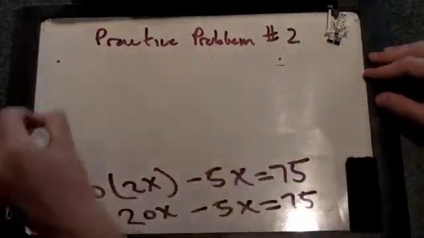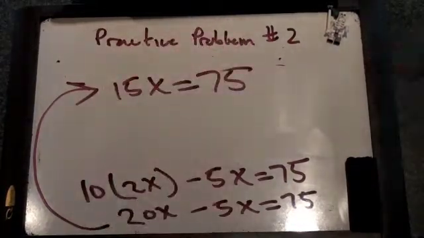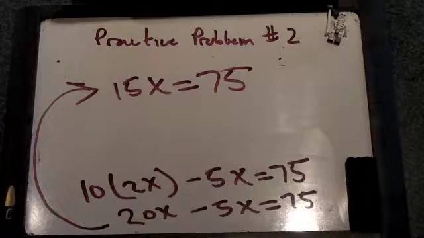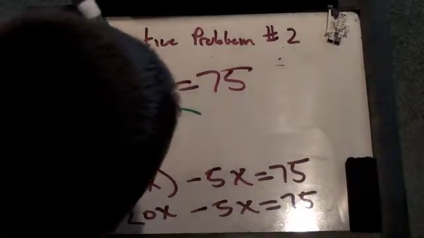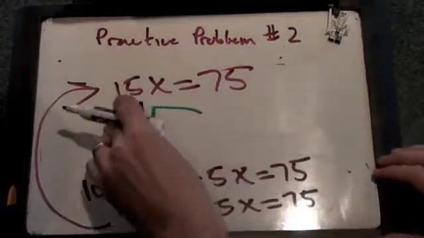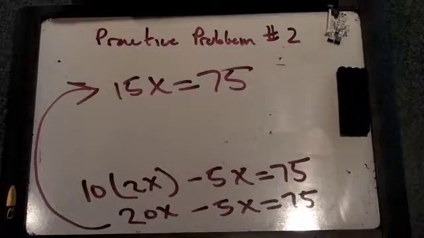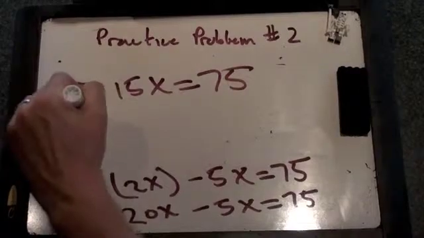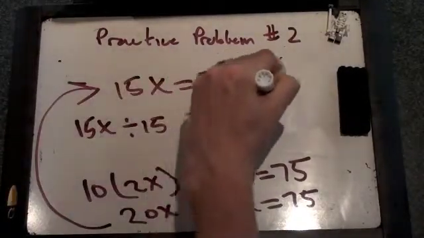Sorry, I'm running out of room here. So 15x equals 75. What do we have to do to solve this equation for what x is? Well, we have to do the long division thingy. No. What do we have to do? You're skipping steps. What do we have to do to solve this? Well, we gotta divide 75 by 15. Right, so we have 15x divided by 15 equals 75 divided by 15.